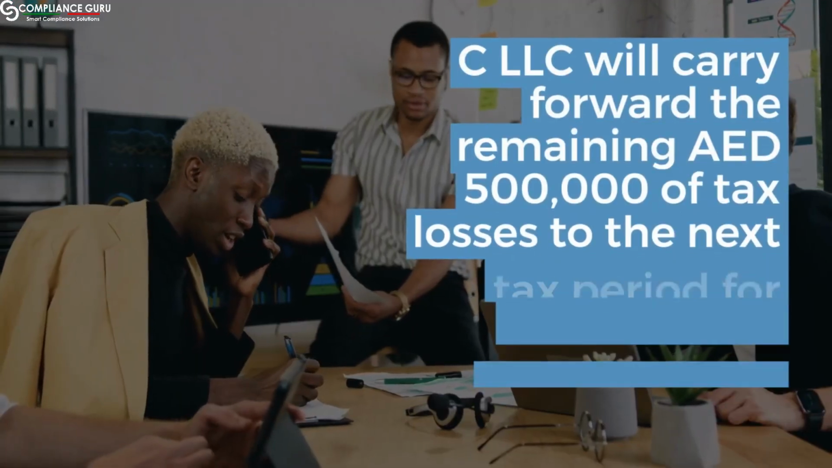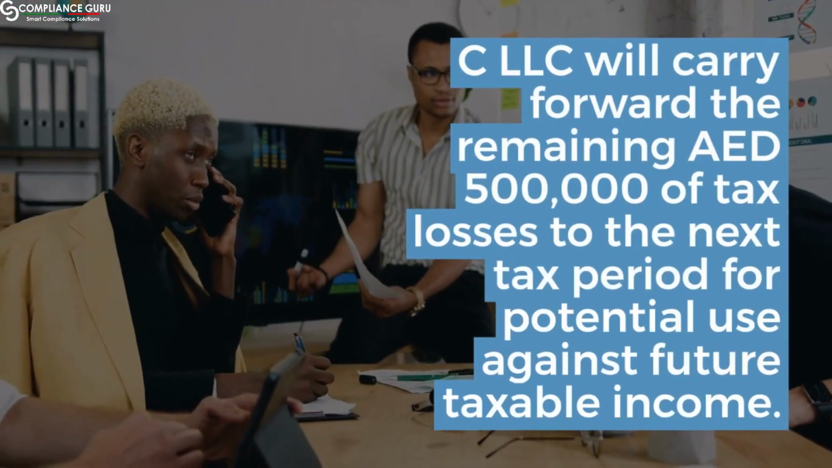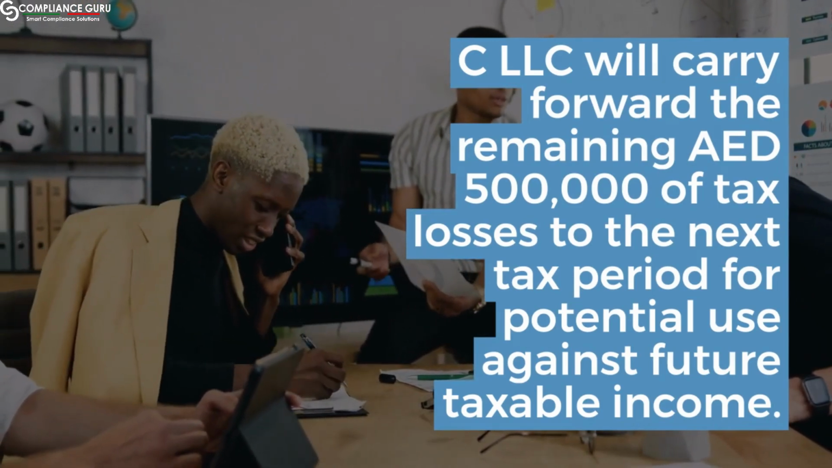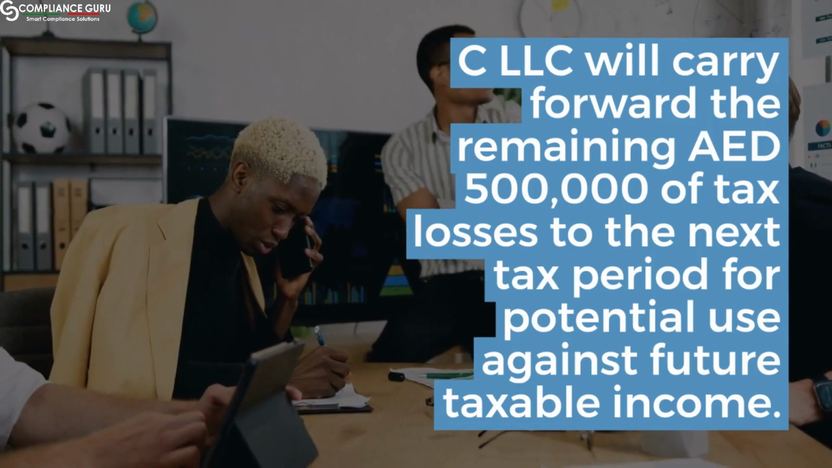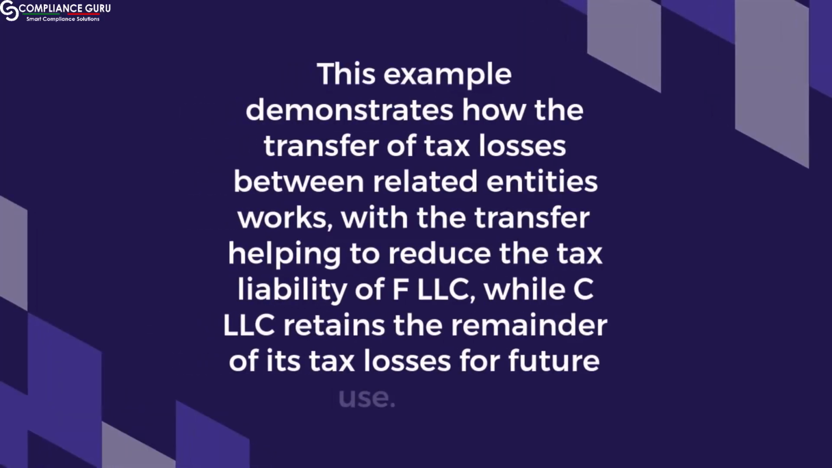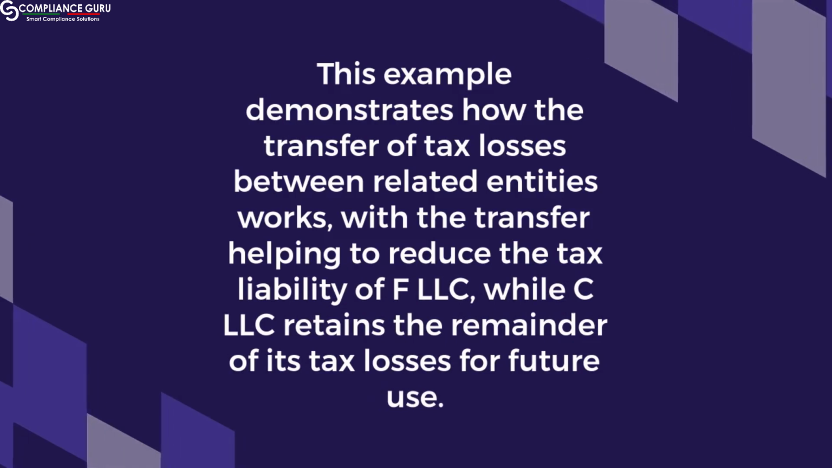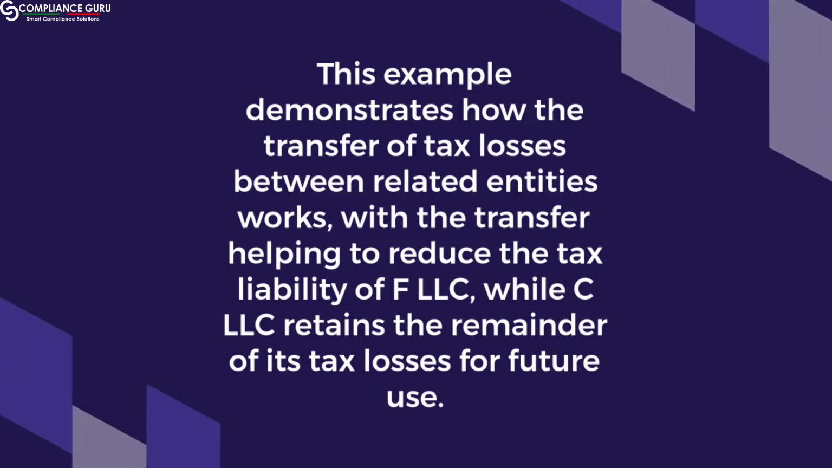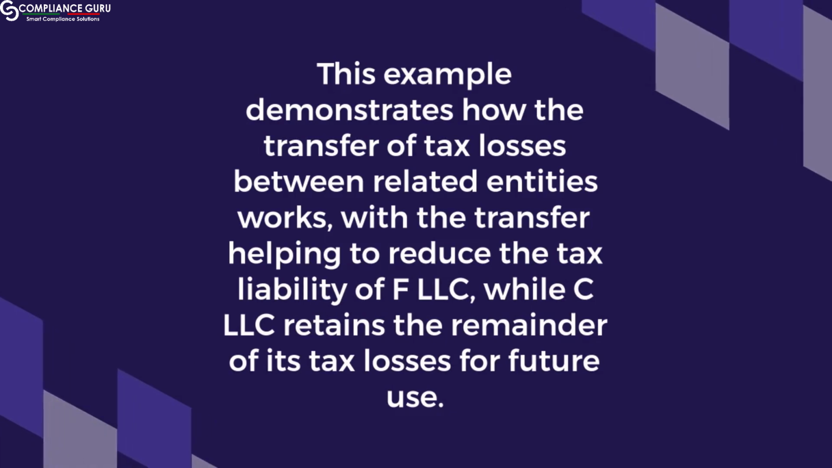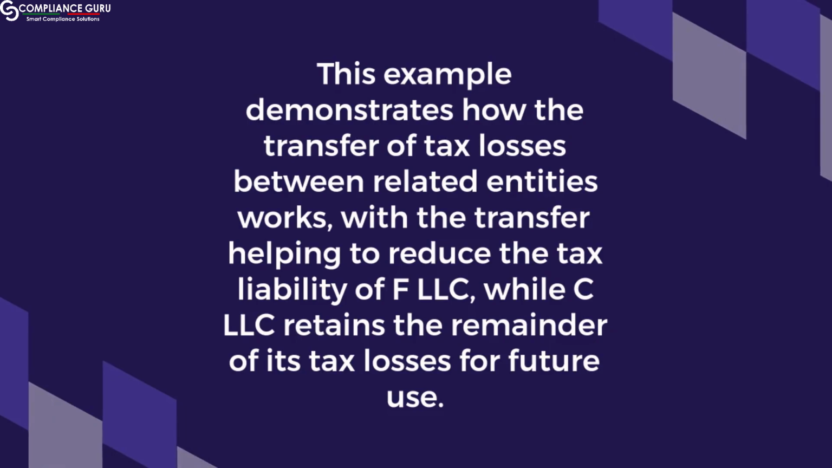C LLC will carry forward the remaining AED 500,000 of tax losses to the next tax period for potential use against future taxable income. This example demonstrates how the transfer of tax losses between related entities works, with the transfer helping to reduce the tax liability of F LLC, while C LLC retains the remainder of its tax losses for future use.